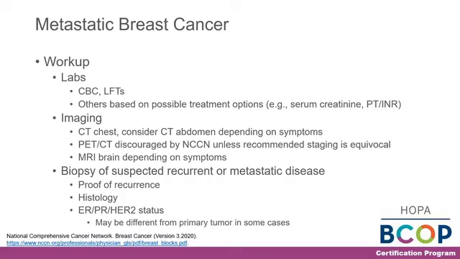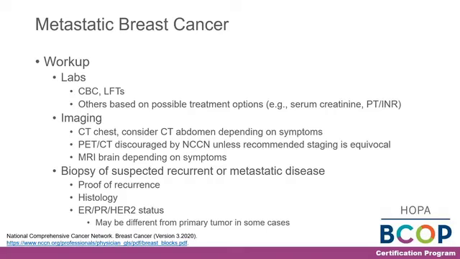Imaging is listed here as well. That's usually full imaging and sometimes based on symptoms. And CT chest is usually the most commonly used imaging, or CT chest and then abdomen and pelvis depending on symptoms. PET CT is discouraged by NCCN guidelines unless recommended staging is equivocal, and then an MRI of brain is usually dependent on symptoms. A big thing here is that biopsy should always be done of a suspected recurrence.